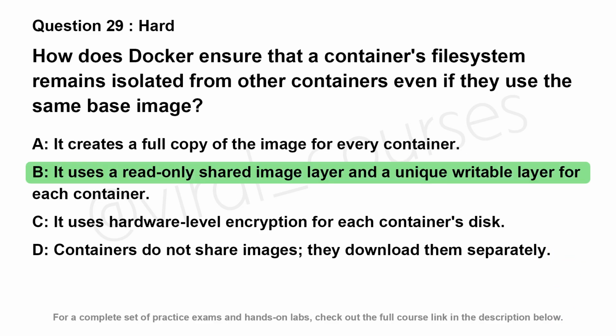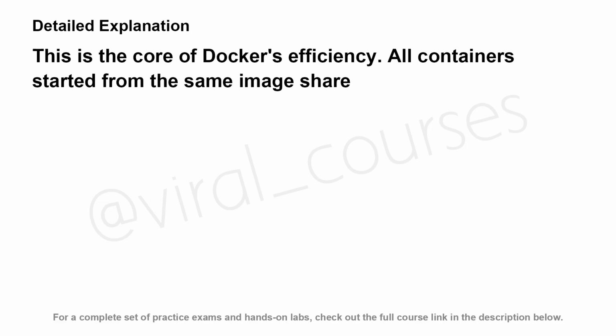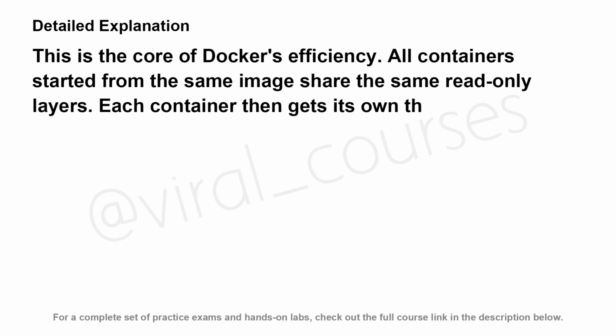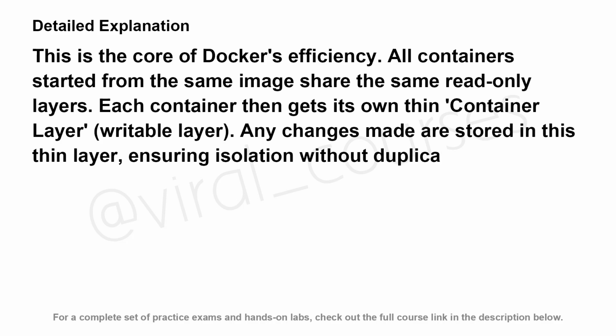The correct answer is B. This is the core of Docker's efficiency. All containers started from the same image share the same read-only layers. Each container then gets its own thin container layer, the writable layer. Any changes made are stored in this thin layer, ensuring isolation without duplicating the bulk of the data.